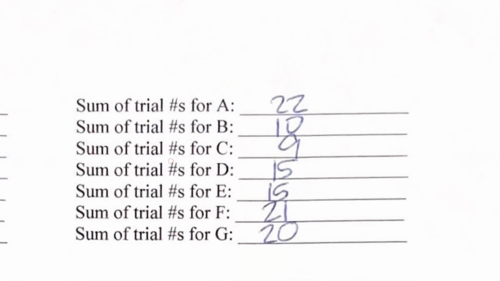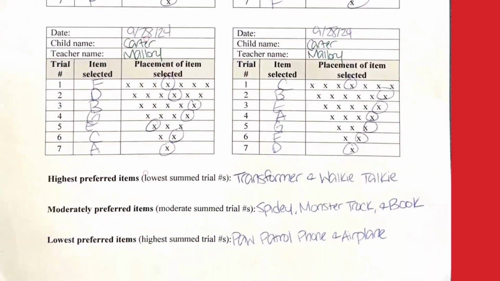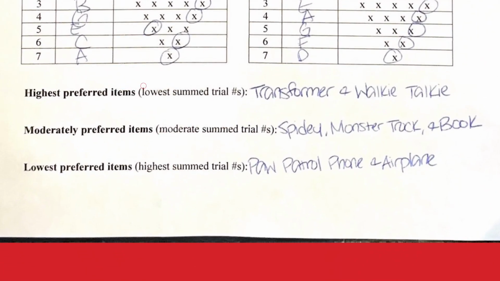From there, I added the sum of my trials for A through G in order to get my ranking down below. And here were my results. My highest preferred items were the Transformer and walkie-talkie. My moderately preferred items were the Spidey, monster truck, and book. And then my lowest preferred items were the Paw Patrol phone and airplane.